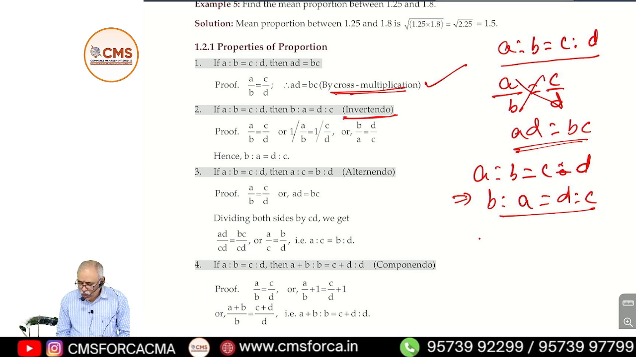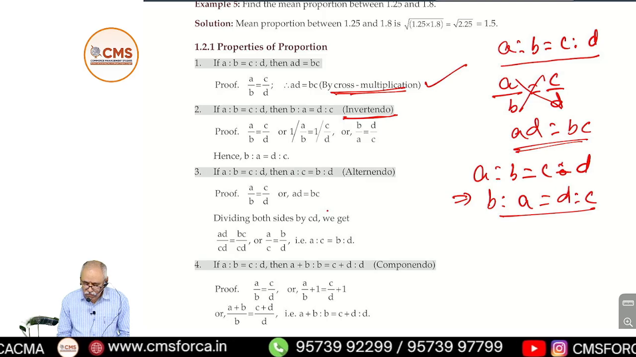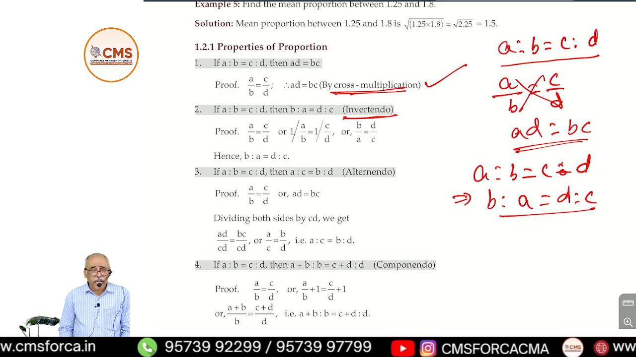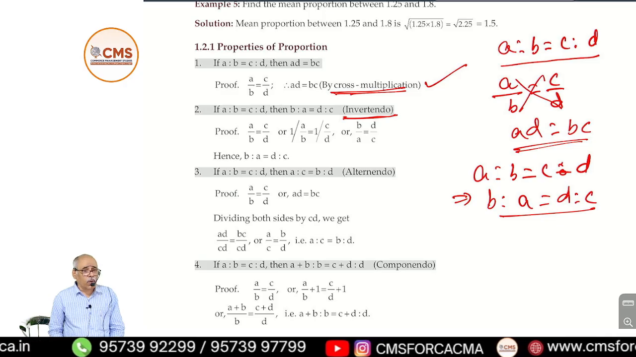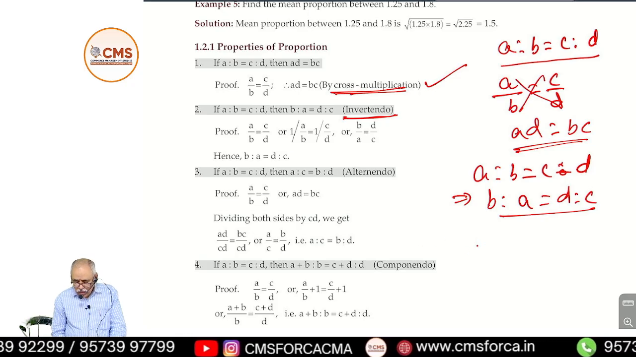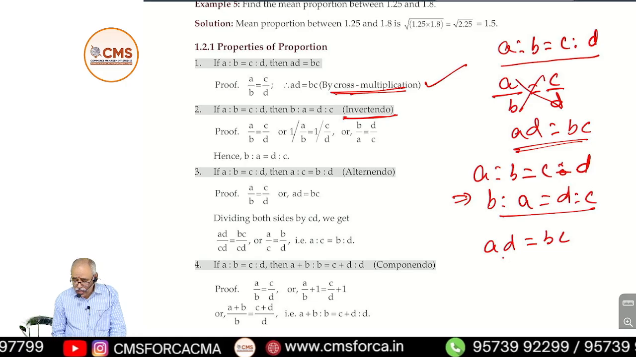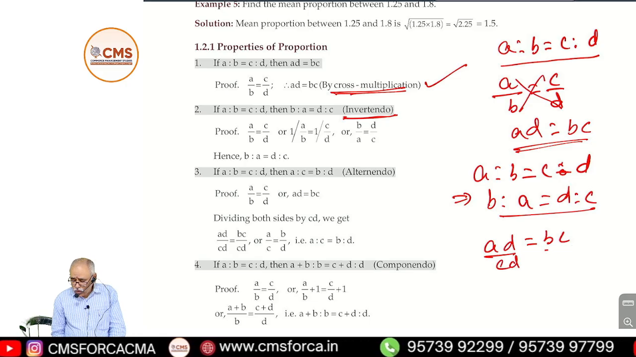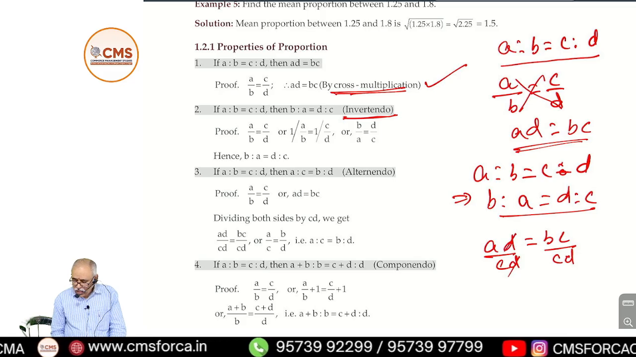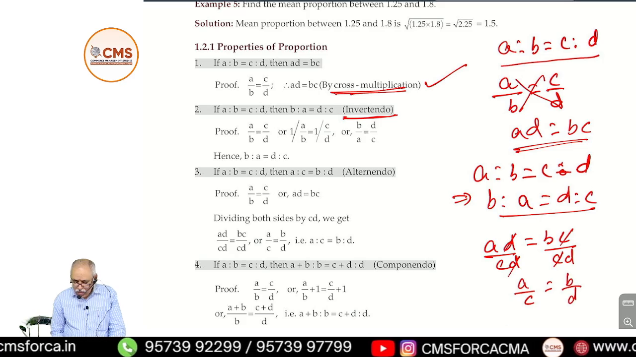Alternando, what do we do? A is to B equal to C is to D, meaning A by B equal to C by D. Can you write it as AD equal to BC by the cross multiplication rule? Now divide AD equal to BC on both sides by CD: AD by CD is equal to BC by CD. What will cancel, Nana? D cancels here, C cancels here. What you got is A by C equal to B by D.